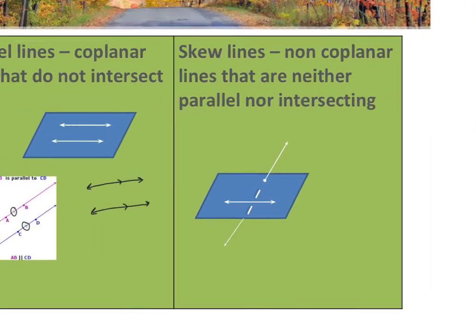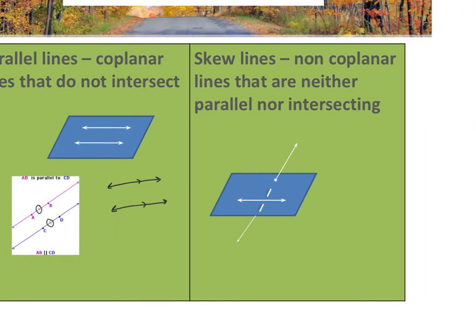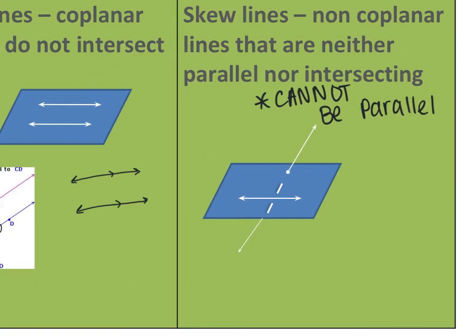Skew lines are non-coplanar lines that are neither parallel nor intersecting. So skew lines cannot be parallel. For example, if we take a look at this image, we've got this horizontal line, which is on our plane. And then we've got another line that is passing through our plane. So it intersects the plane here, not at our line, so it doesn't intersect. And remember, it's a dotted line behind the plane, and then it continues out further down here.